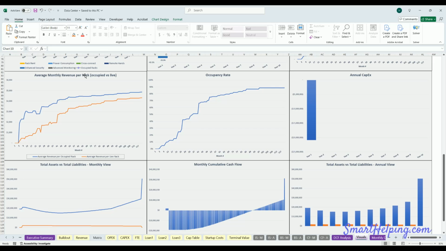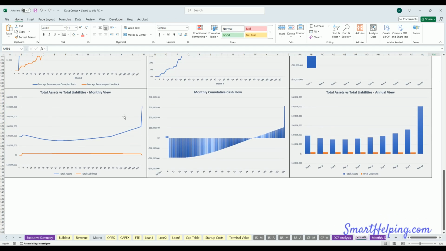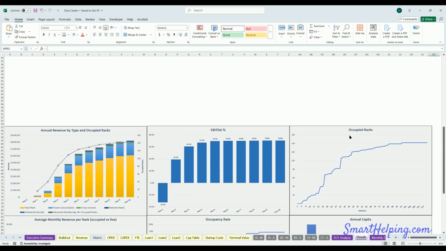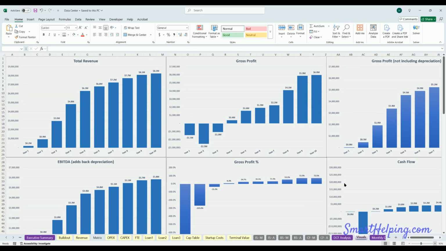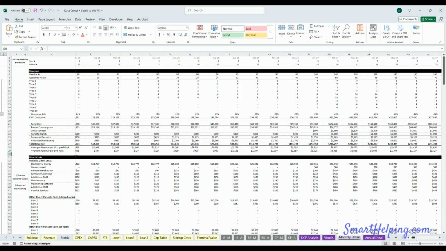I mean, this is total revenue. Occupancy rate, monthly view, annual Capex, total assets versus liabilities, cumulative cash flow, and total assets versus liabilities, annual view. Zoom back in on that. Monthly detail, this is kind of where everything actually happens.